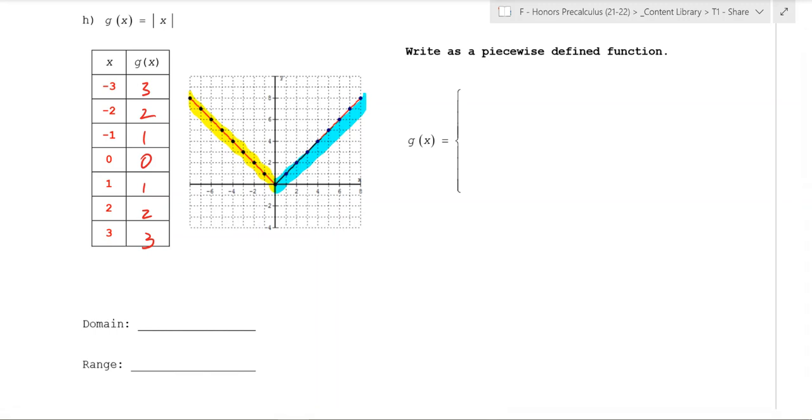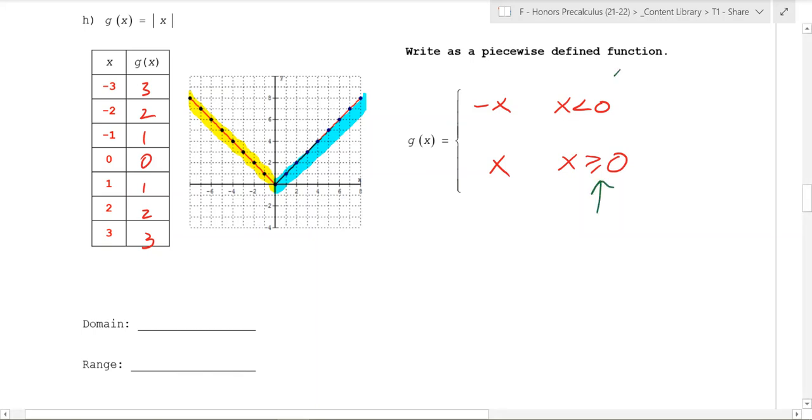Well, the function is equal to negative x when x is less than 0, and it's equal to x when x is greater than or equal to 0. So you can flip this, but when I say flip this, this equal sign right here can be either there or below. You just can't have it in both.